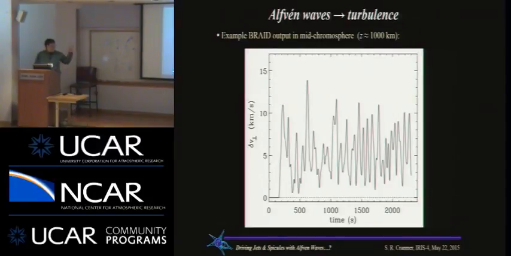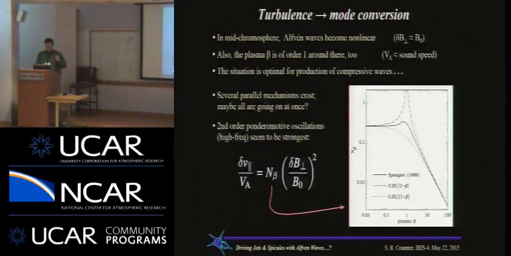So then we have to ask what happens to these waves. So we look at this mode conversion idea, right? We notice that in the mid-chromosphere, the amplitudes become nonlinear. The perpendicular magnetic field fluctuation becomes of the same order of magnitude as the radial magnetic field. The plasma beta becomes 1. So this seems to be just the right situation for a mode conversion of a good fraction of this wave energy to a compressible type wave that could steepen into a shock and possibly lift up the transition region.